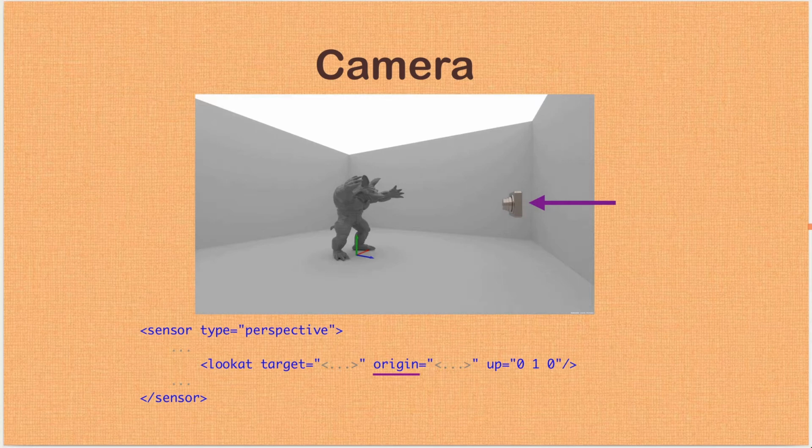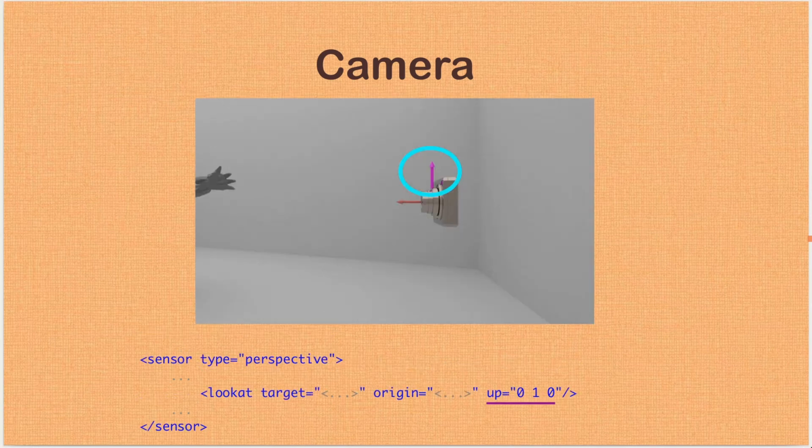Origin indicates the position of the camera and the target denotes where it is looking at. For our simulations, all we have to do is to find appropriate positions so that the resultant image shows what we want. Let's talk about the up attribute. This affects the orientation of the image captured. It makes sure that the resultant image has the direction of this vector pointing upwards.